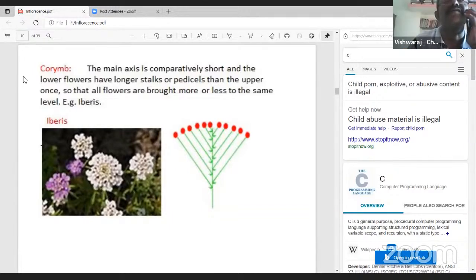Here, the main axis is comparatively short.